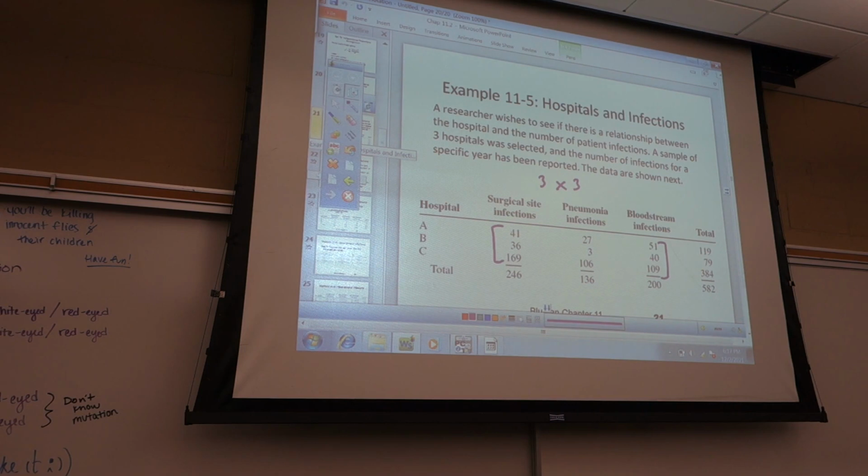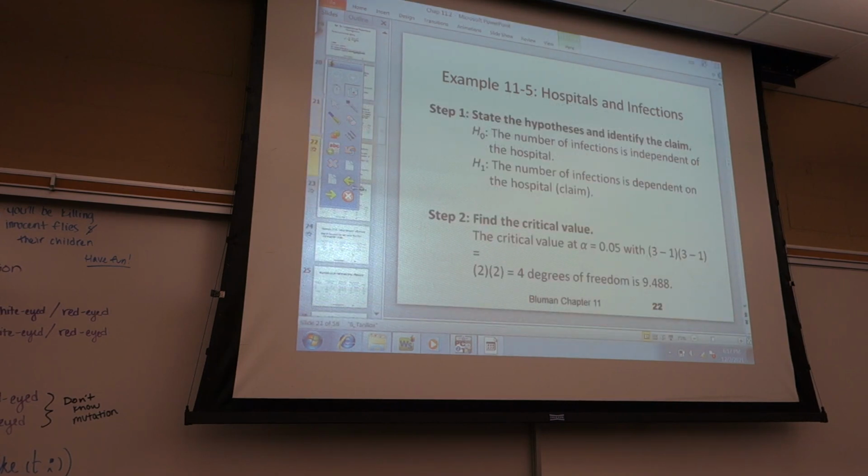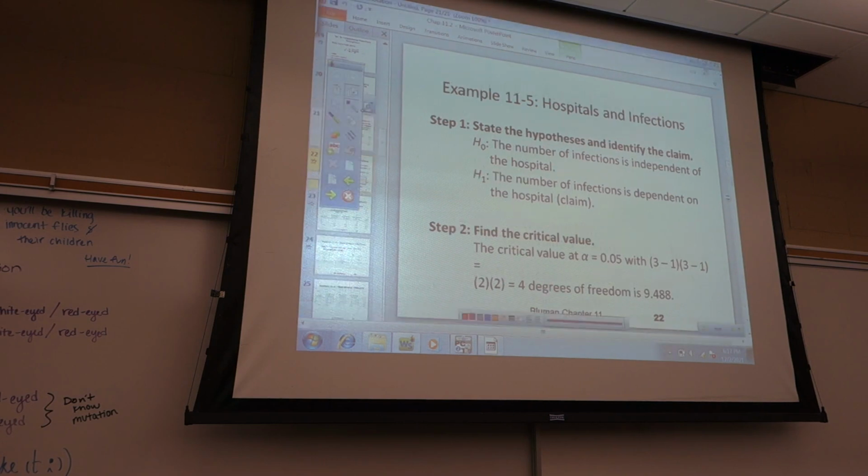All right. Now, we need to figure out our steps. So step 1 is going to be H naught. And I'm going to be lazy. I'm just going to go O sub I equals E sub I. And you're writing this down with me, right? H1 is O sub I is not equal to E sub I. Done.